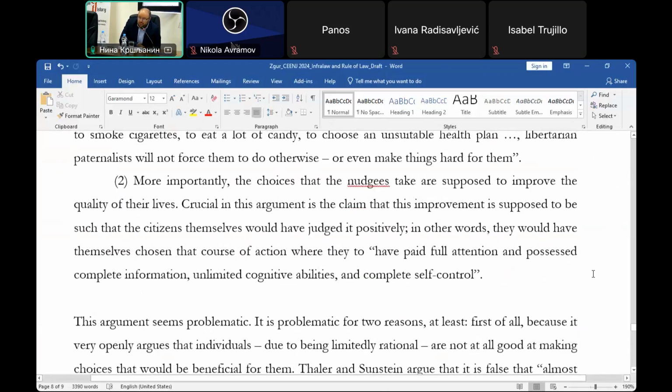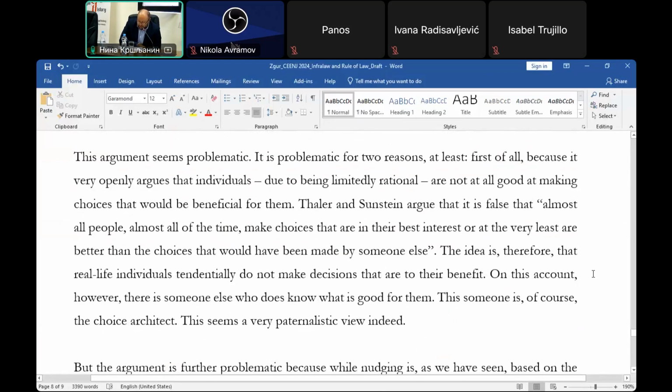Now, this argument to me seems very problematic. It is problematic for two reasons at least. First of all, because it very openly argues that individuals, due to being limitedly rational, are not at all good at making choices that would be beneficial for them.